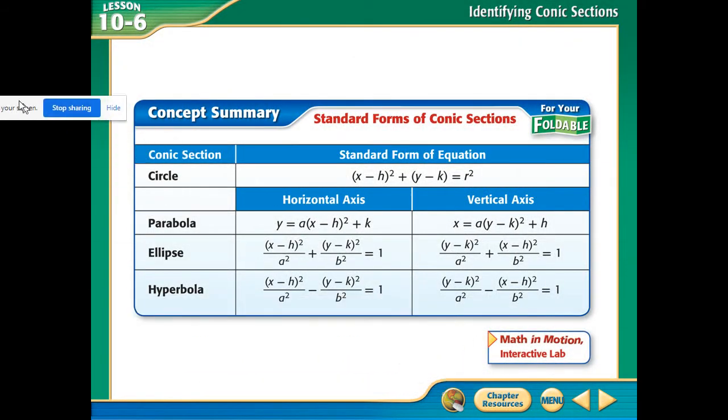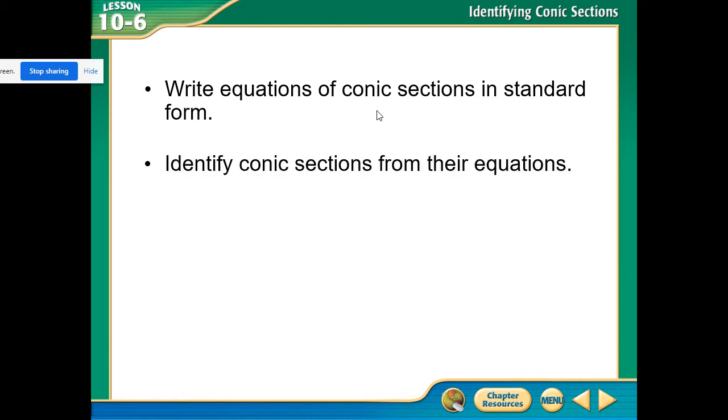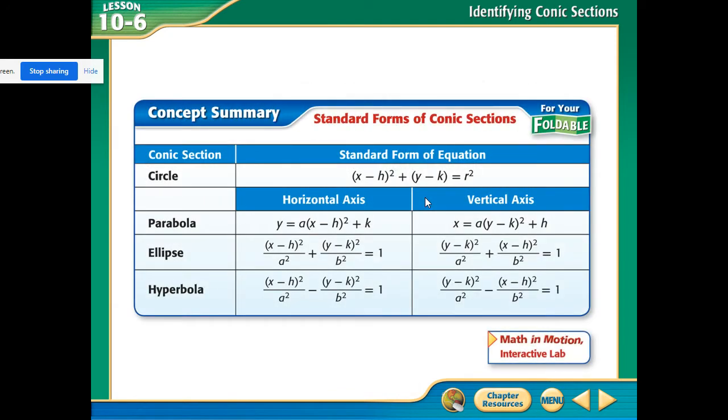All right, so today we are going to be talking about identifying conic sections. We're going to write some of them in standard form, and then we're also going to just identify them from their equations. We can also graph them, obviously. So here are the different conic sections that we dealt with this chapter.